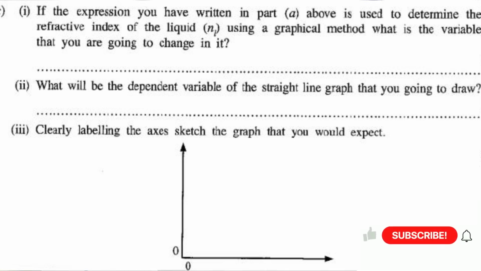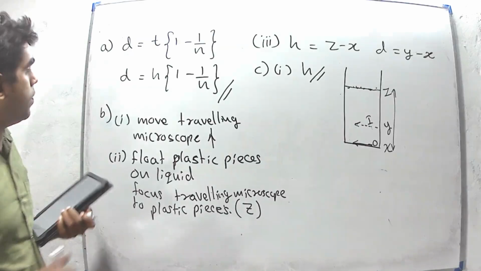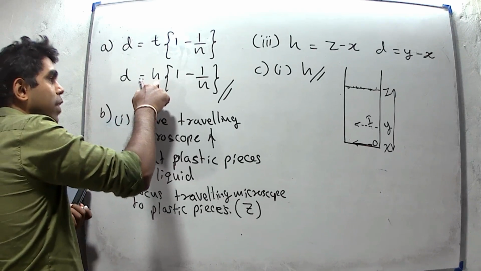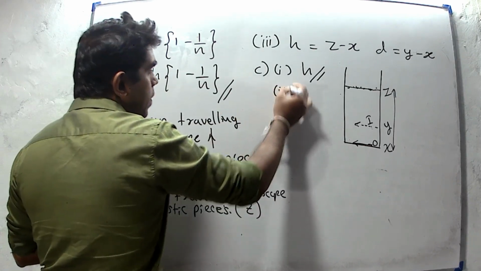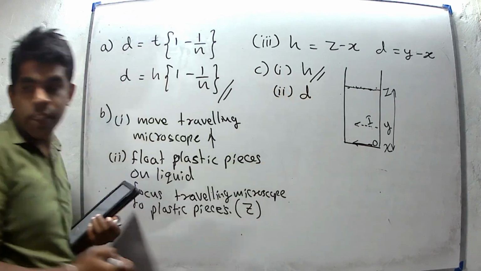Part 2. What will be the dependent variable of the straight line graph that you are going to draw? We have to change the H value and measure D. Then D is the dependent variable.